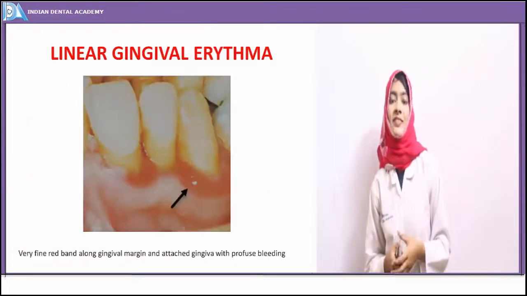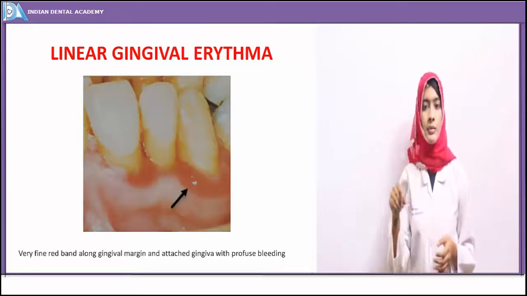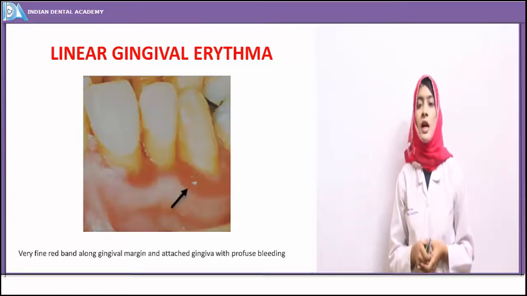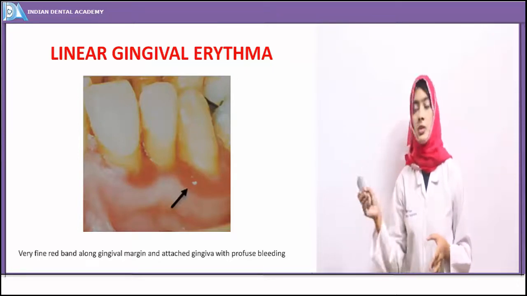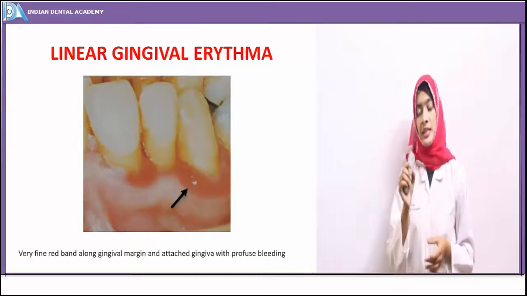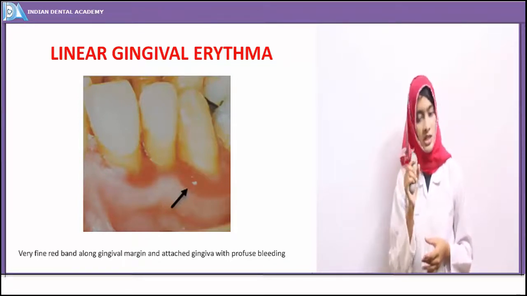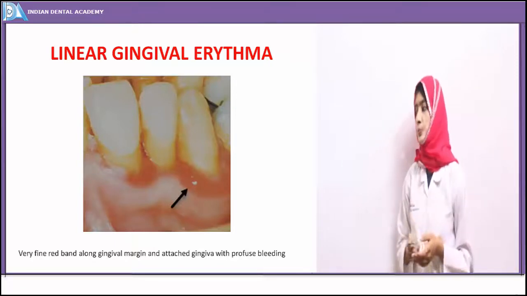So the linear gingival erythema is nothing but a very fine red band seen on the gingiva. It is a non-plaque induced one, so there is no association of plaque there. The linear band is just confined to the marginal gingiva. The marginal gingiva is erythematous in nature.